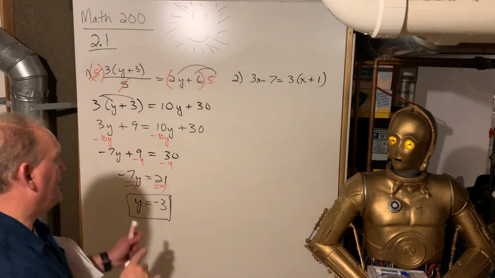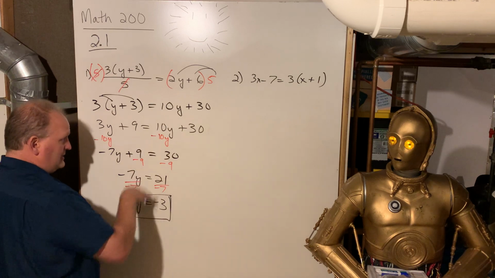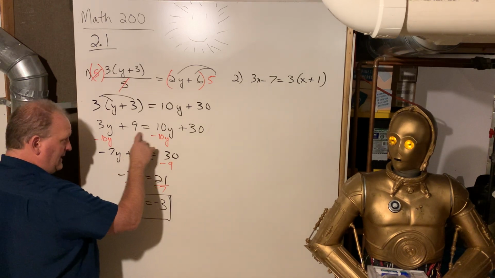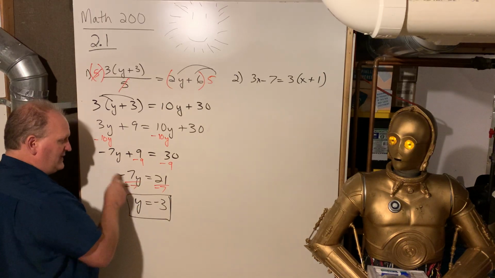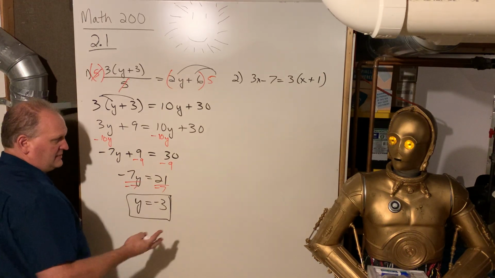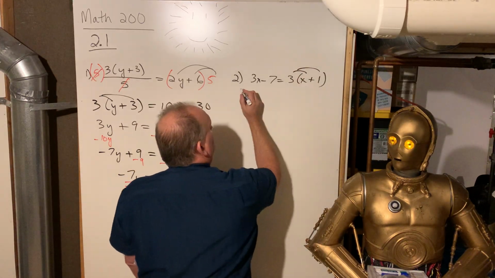You can do the steps, or maybe you did them in a different order. Maybe you said, I did it this way, but I did minus 9 first and got 21, then I subtracted the 10y and got negative 7. You still would have ended up right here at the same spot. All right? Let's do this one.